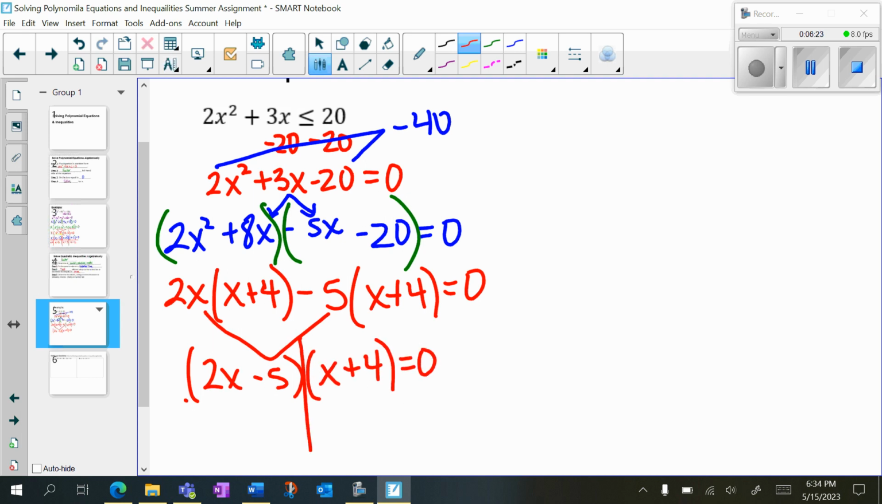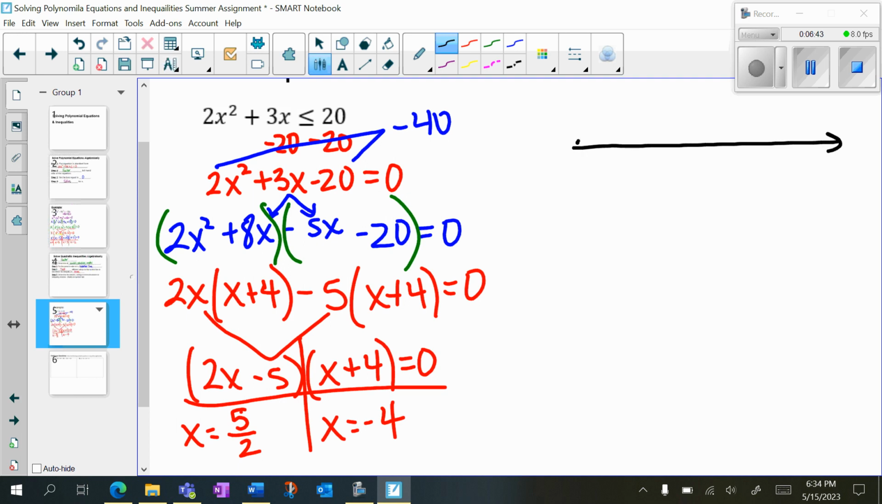And of course, I'm going to tee off. So I'm going to get x is equal to, add over the 5 divided by 2. So we get 5 halves. And subtract the 4, I'm going to get negative 4. Now remember, because this is an inequality, we're going to draw a number line. And I'm going to plot my 2 points. So I'm going to have negative 4 and 5 halves, which is really 2.5.